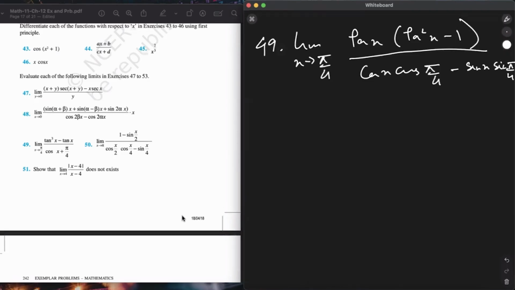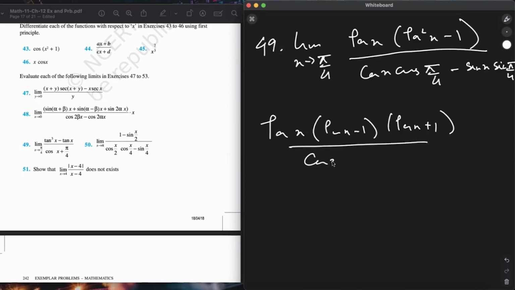Now, if we open this a square minus b square term, we'll be left with tan x minus 1 times tan x plus 1. And in the denominator, I'll be having cos x minus sin x. Now this tan x, what can I do with this? There's also an under root 2 term.